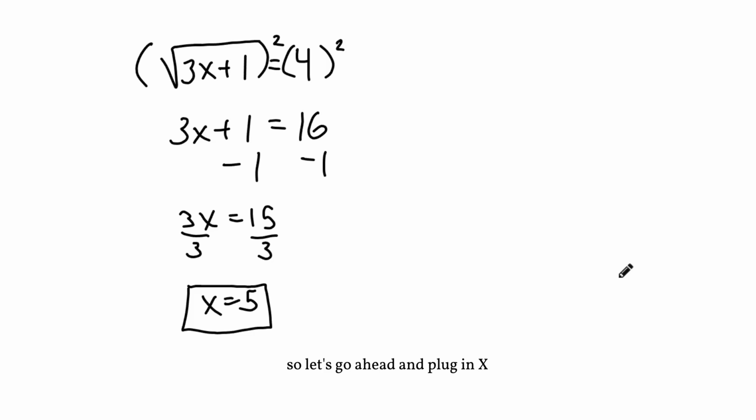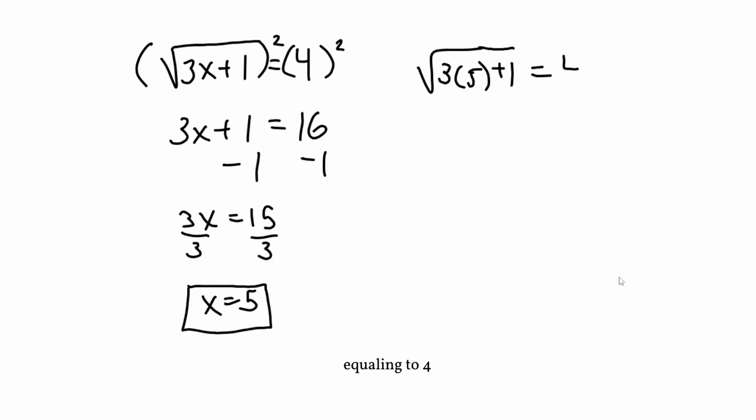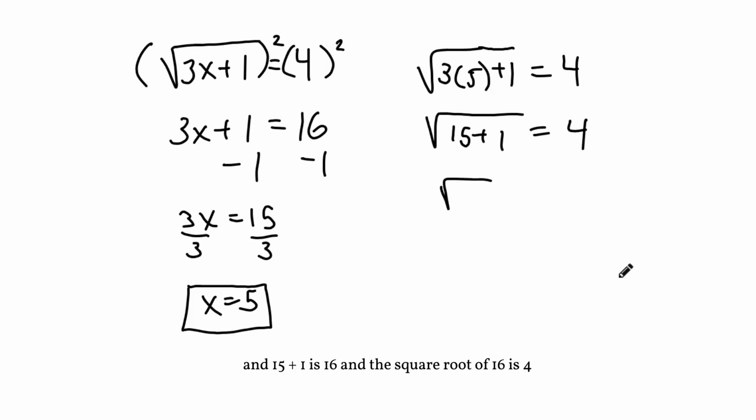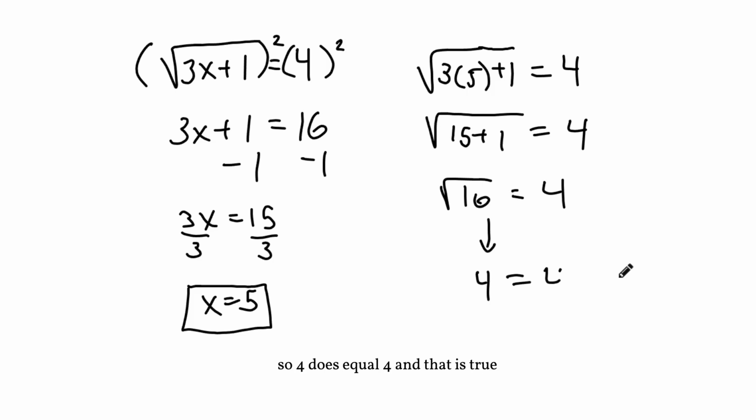So let's go ahead and plug in 5 for x. We're going to plug it into our original equation. So we'll get the square root of 3 times 5 plus 1 equaling 4. 3 times 5 is 15, and 15 plus 1 is 16, and the square root of 16 is 4. So 4 does equal 4, and that is true. So this is not an extraneous solution, and we can go ahead and include this as our final answer.